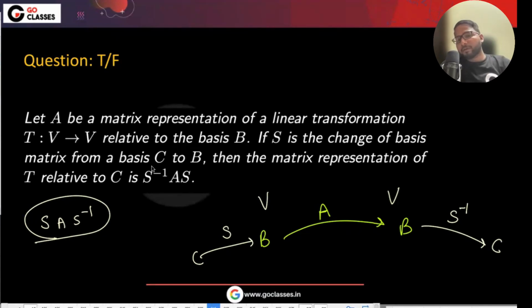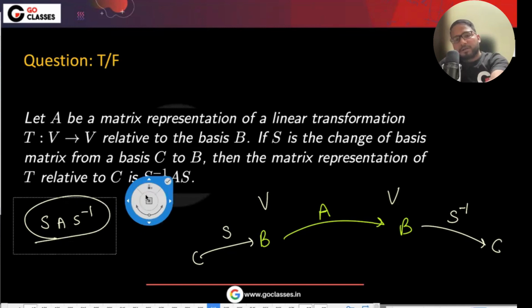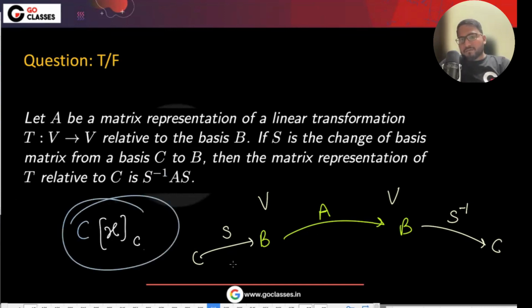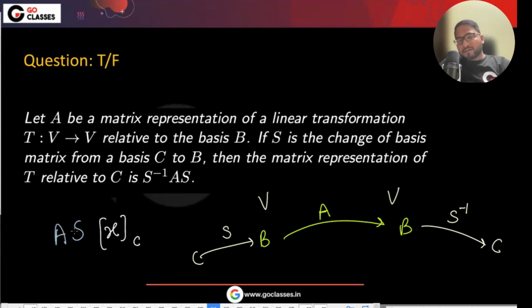So yes, the given statement is true. Why is that true? Let me tell you. If you want to go from C to C in this long journey, first you convert whatever vector you have in C to B by multiplying by S. Then the whole thing is in basis B. Then you do the transformation. And then from B to C, you multiply by S inverse. So S inverse A S covers the whole journey.